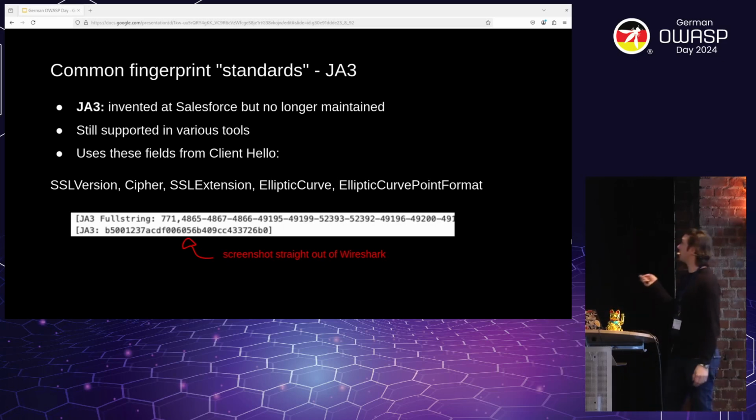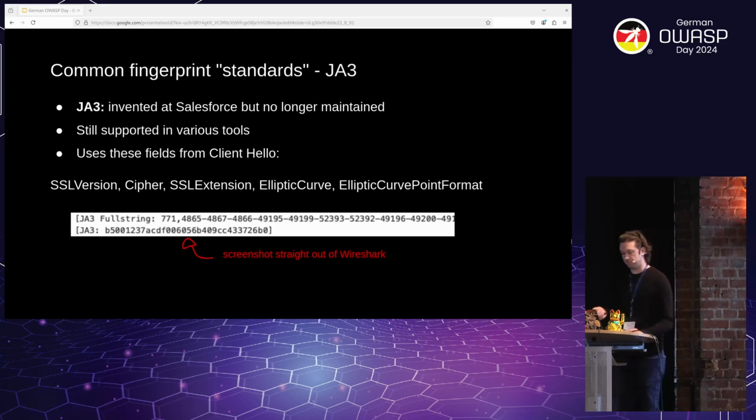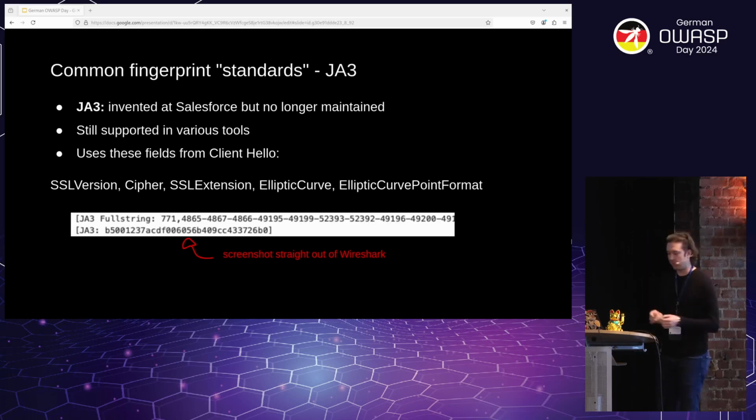This is a screenshot directly out of Wireshark. So Wireshark, for example, supports JA3. By the way, it's JA3 because the three inventors or people that worked on it all had names starting with J and A. It's John Althouse, Jeff Atkinson, and Josh Atkins. So there's no JA1 or JA2, from what I know at least.